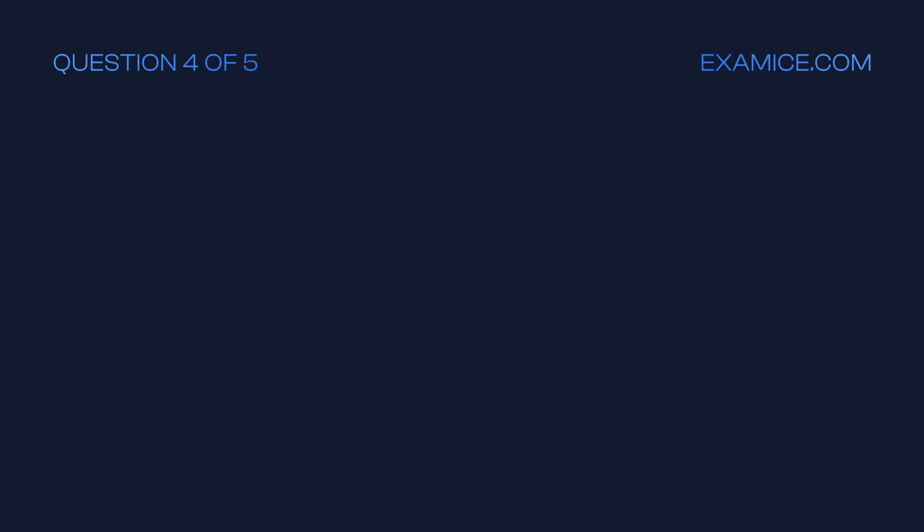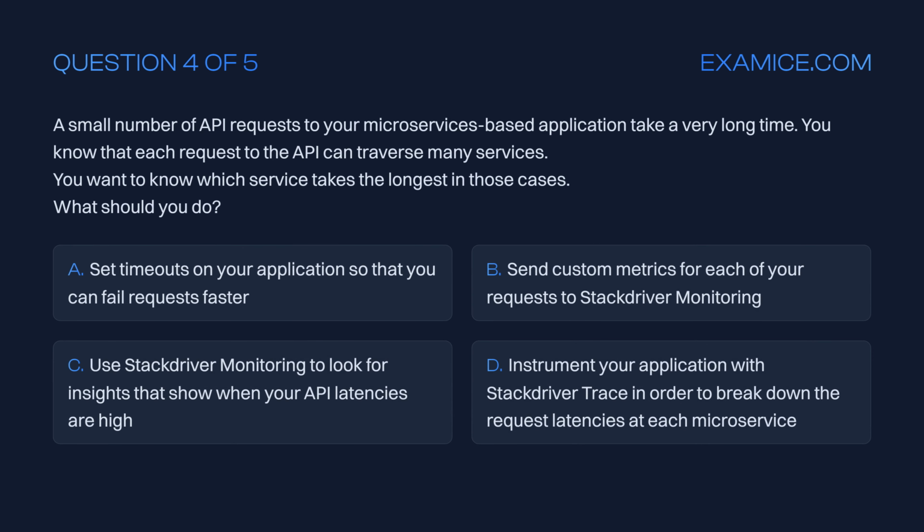Question 4. A small number of API requests to your microservices-based application take a very long time. You know that each request to the API can traverse many services. You want to know which service takes the longest in those cases. What should you do? Option A. Set timeouts on your application so that you can fail requests faster.